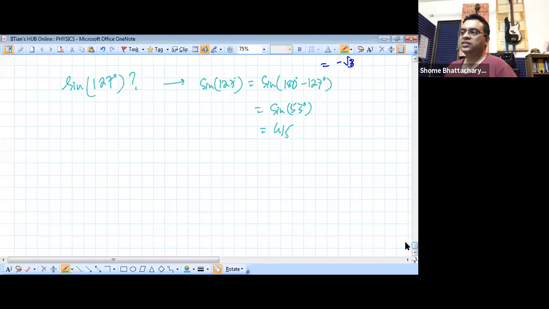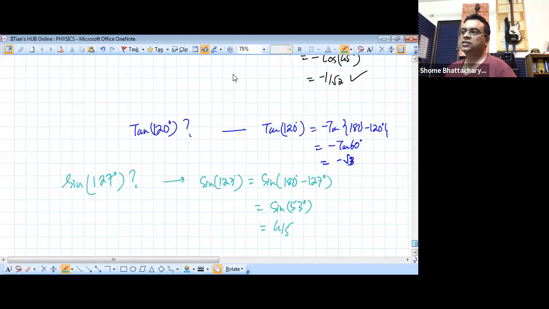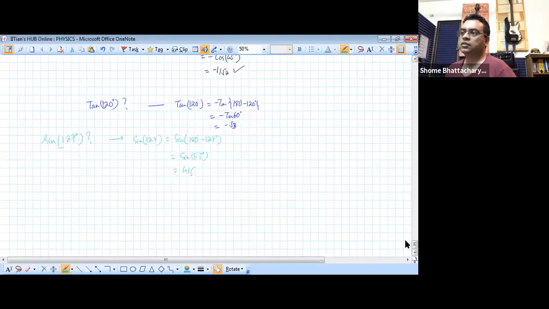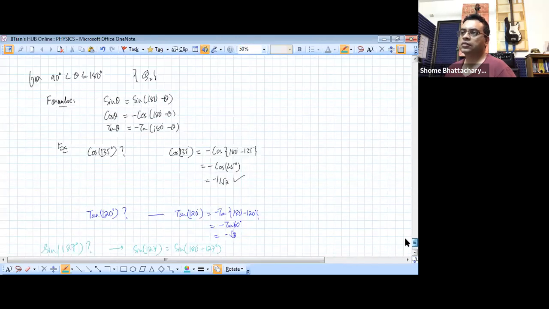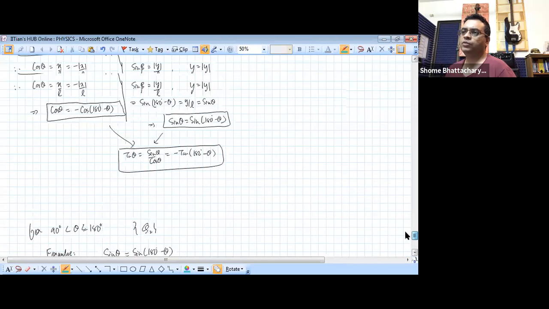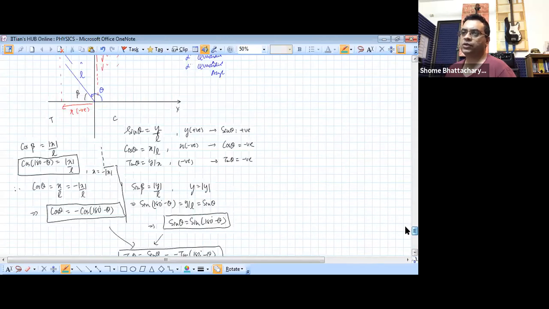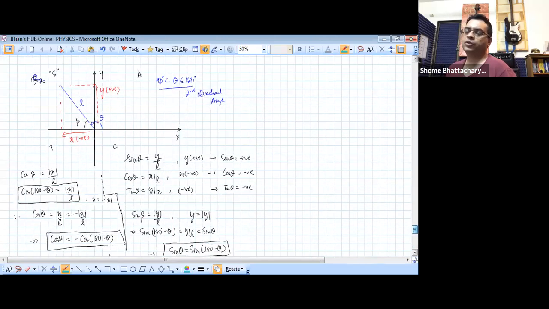Yeah, a complete rotation is 360 degrees, but 360 is the same as 0 because it is cyclic. But actually, right now I'm not talking about the third and fourth quadrant. I'm just talking about the second quadrant. Don't worry about complete rotation.